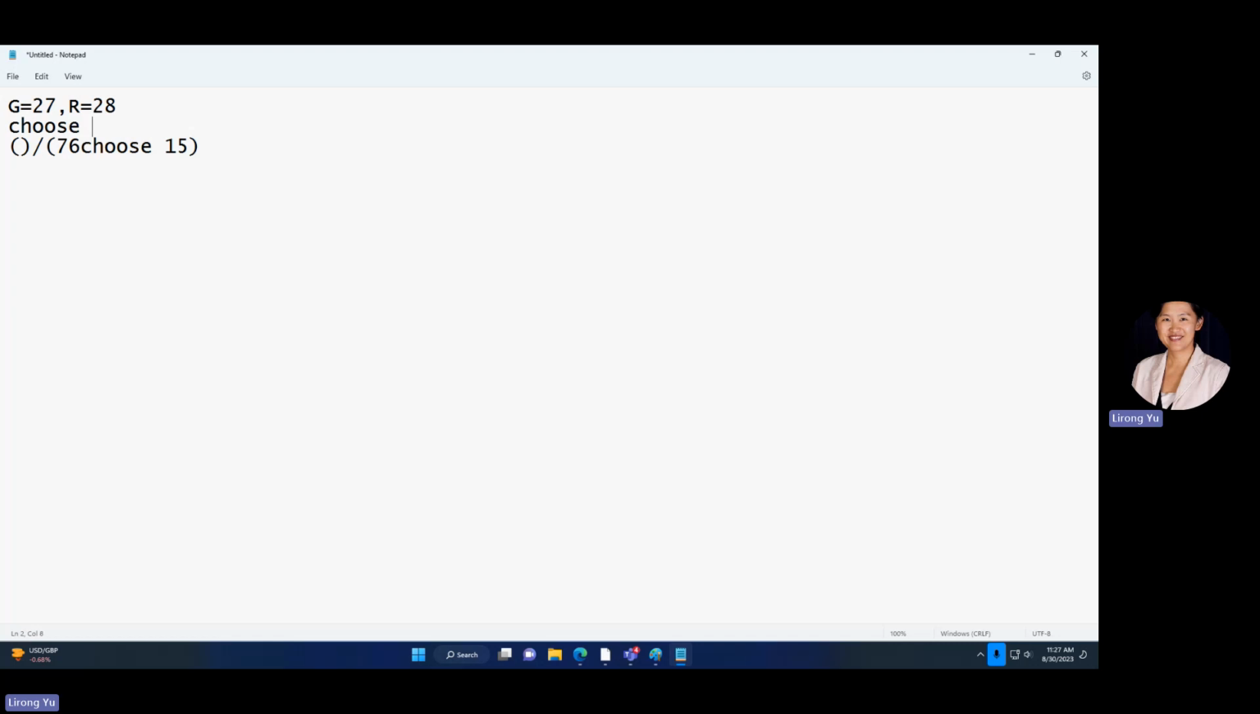And we're choosing 15. So it could be 27 choose 15, where all 15 of them are green, or 27 choose 14 with 14 of them green. Since the order doesn't really matter, could you just do 76 minus 27 and then choose 15 instead?